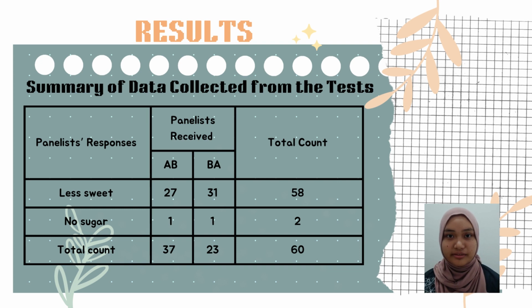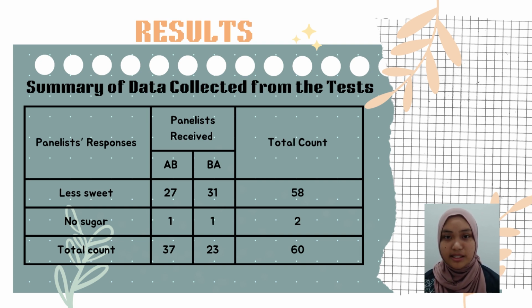Next, these are the results of our test. When the samples were arranged in AB order as shown here, 27 panelists correctly identified the sweeter soy milk. However, one panelist was unable to identify the sweeter soy milk. Following that, 31 panelists could distinguish between the less sweet and no sugar samples when presented in BA order, with only one panelist answering incorrectly.